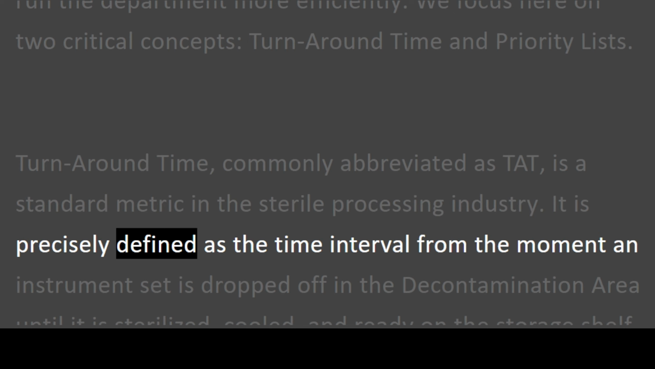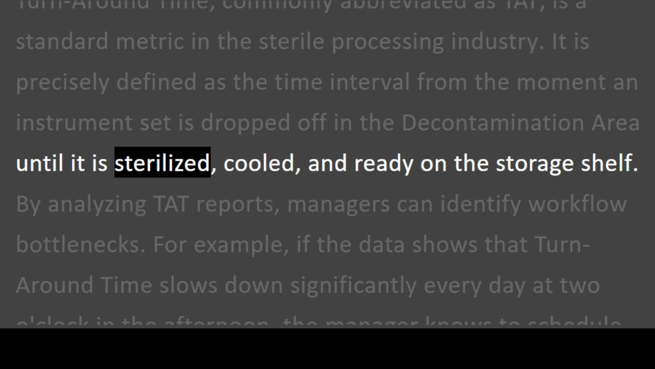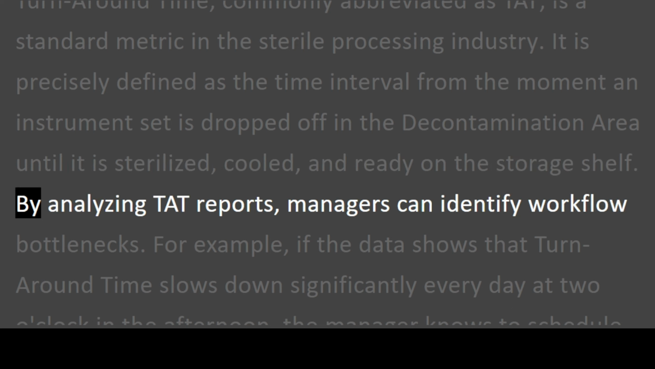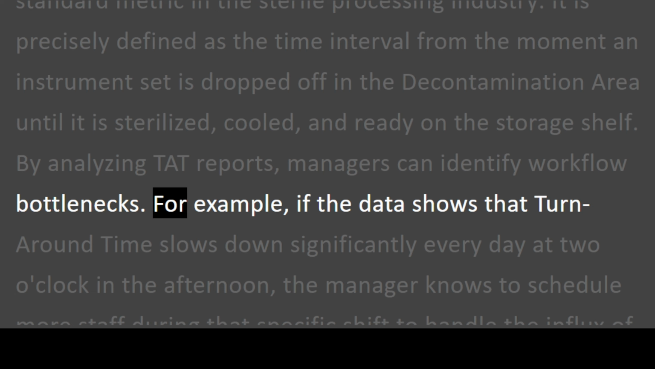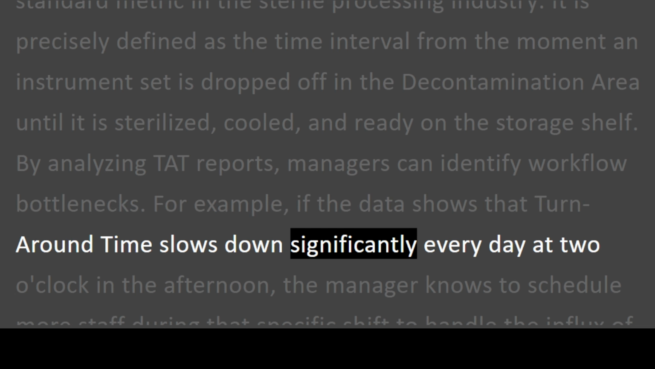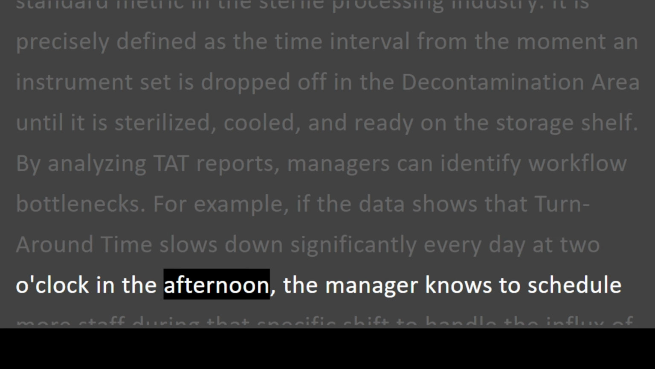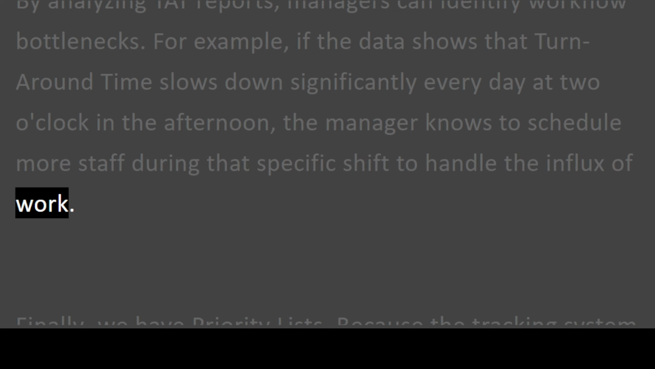It is precisely defined as the time interval from the moment an instrument set is dropped off in the decontamination area until it is sterilized, cooled, and ready on the storage shelf. By analyzing TAT reports, managers can identify workflow bottlenecks. For example, if the data shows that turnaround time slows down significantly every day at 2 o'clock in the afternoon, the manager knows to schedule more staff during that specific shift to handle the influx of work.